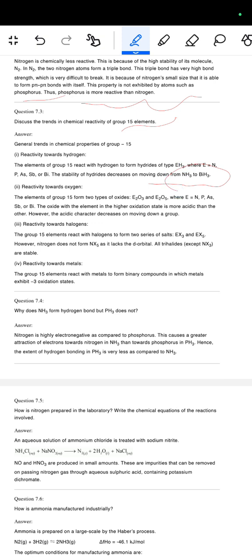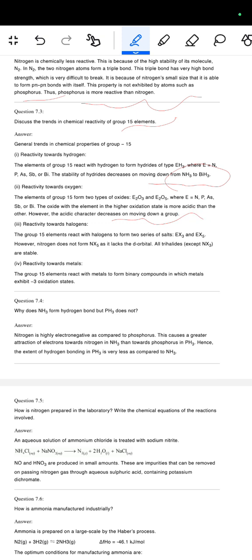फिर आता है reactivity towards oxygen. So the elements of group 15 form two types of oxides, E2O3 and E2O5, where E होता है N, P, As, Sb और Bi. The oxides with the element in the higher oxidation state are more acidic than the other. However, the acidic character decreases on moving down a group.